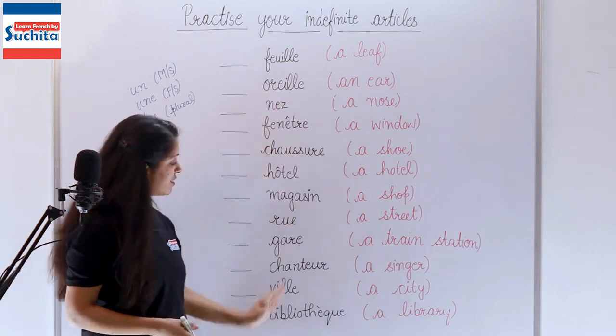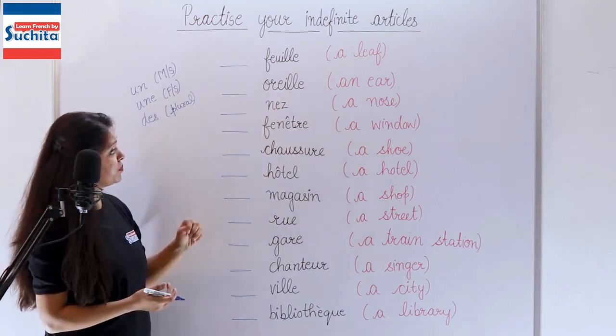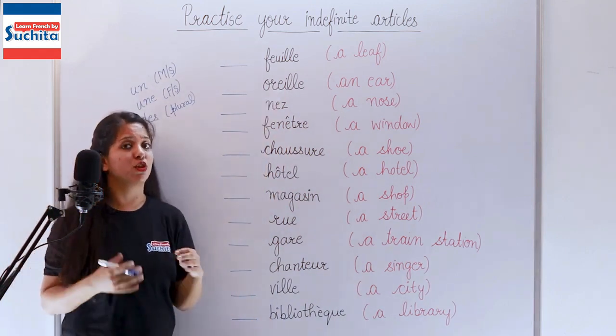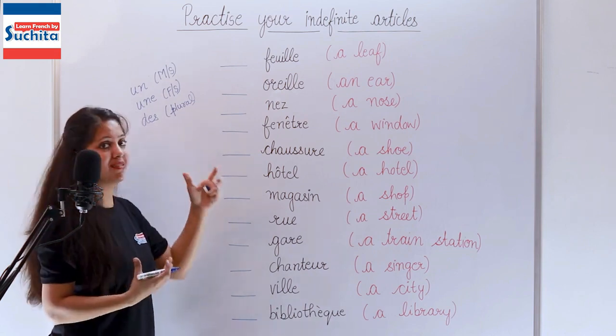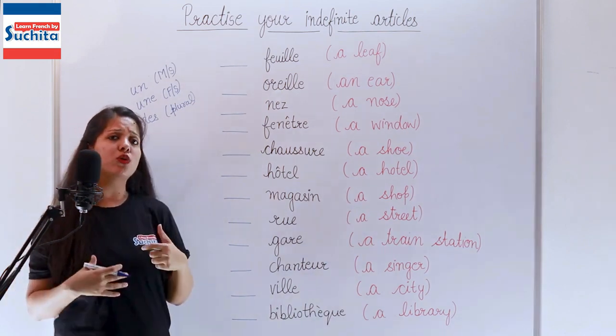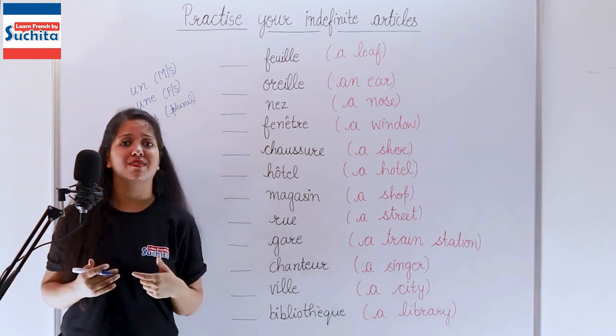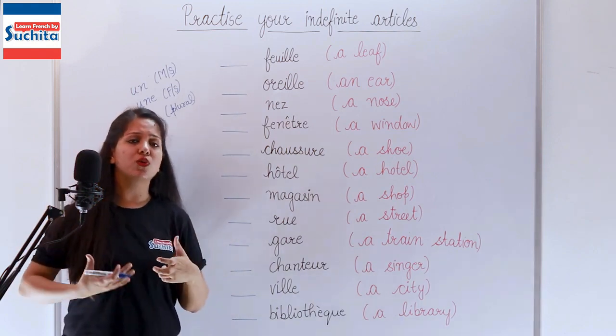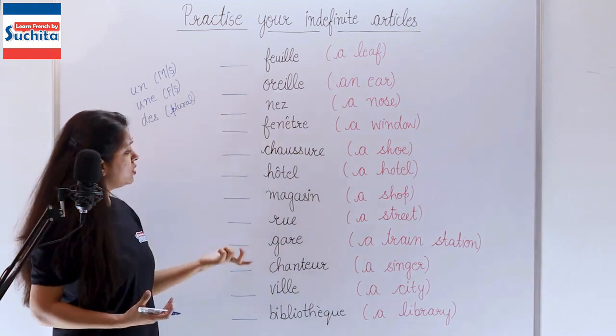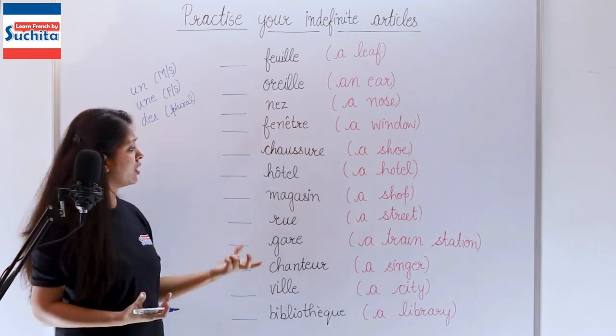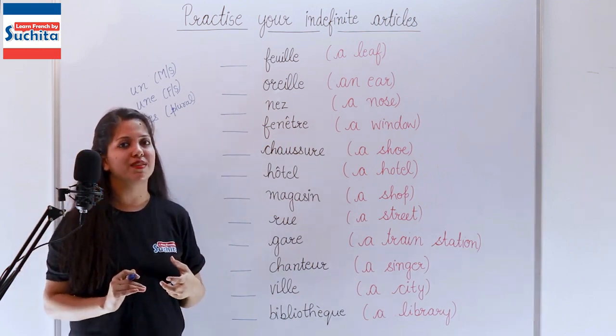Okay, now here are certain examples that I've written. All of them are singular, so you will have to see whether it is masculine or feminine, and I'm going to tell you in advance that none of them is an exception. We'll do in a slide all the words which are an exception, but for now I have not written any word which is an exception.